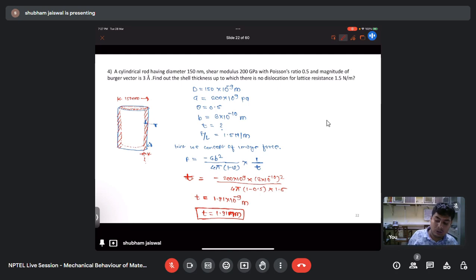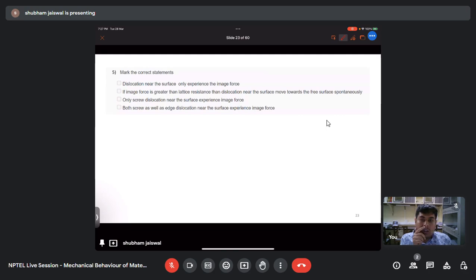Okay, so this was the question. Any doubt in this question, guys? Okay, let's move to the next question. Here they have asked us to mark the correct statement. The dislocation near the surface only experiences the image force. If the image force is greater than the lattice resistance, then dislocation near the surface moves towards the free surface spontaneously. Only screw dislocation near the surface experiences image force. Both the screw as well as edge dislocation near the surface experience image force. They are asking us to mark the correct statement. Let's try to answer it, guys.